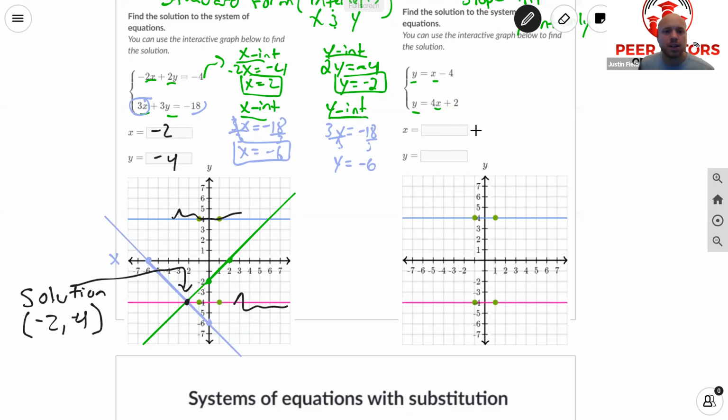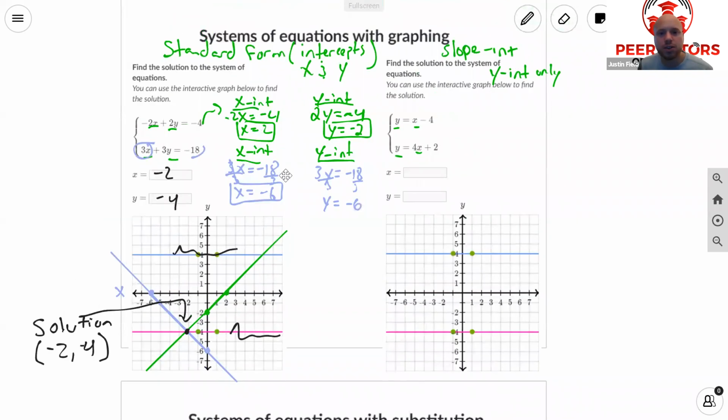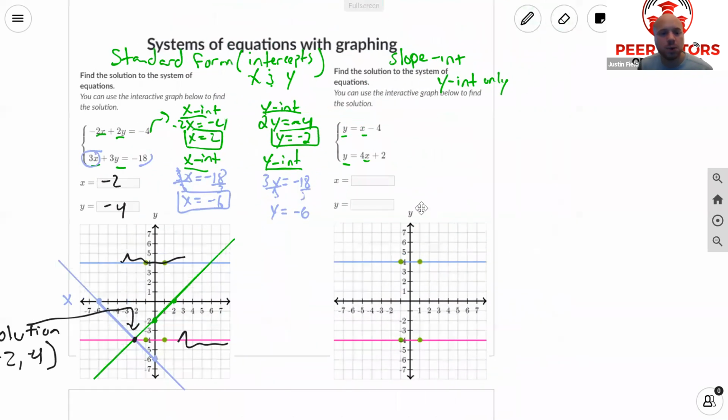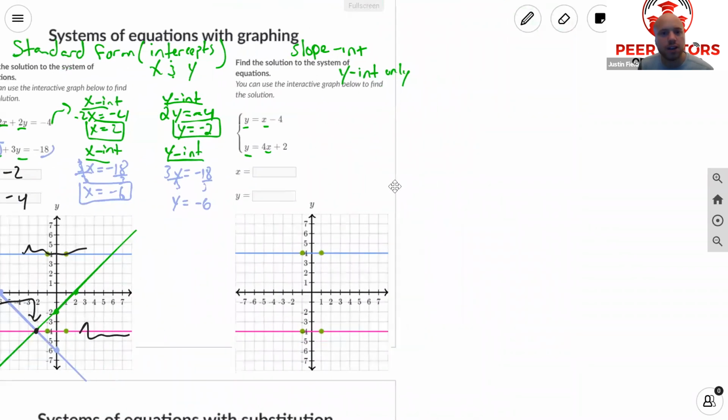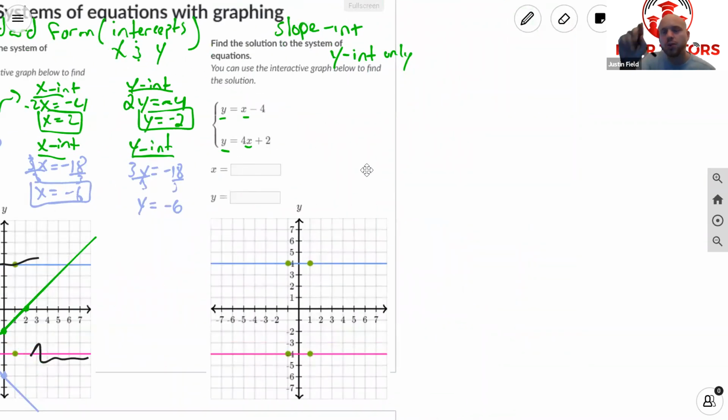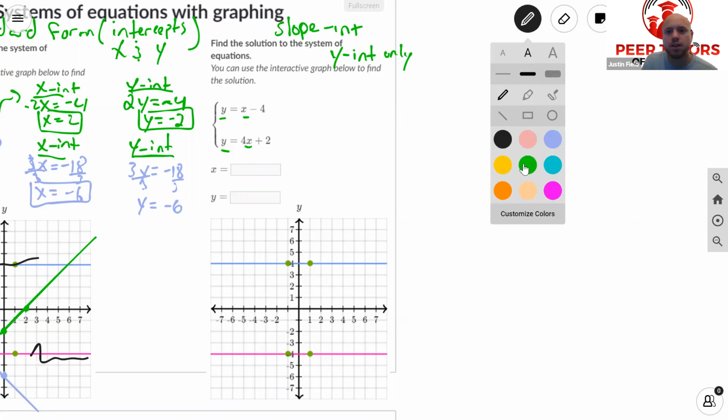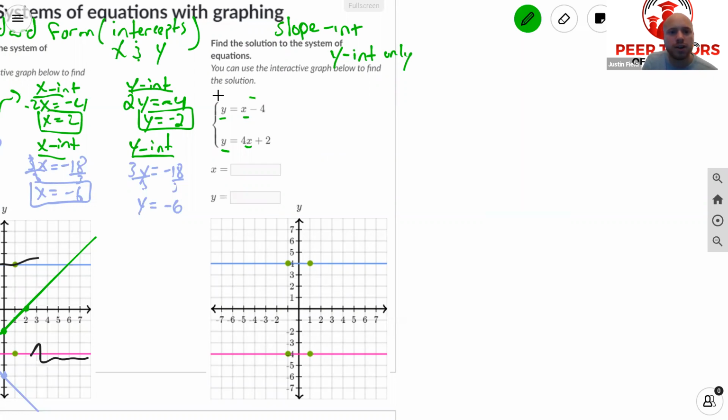Okay, so that is in standard form where you do the simple one-step equations to find the intercepts, plot those points, draw the line, where do they intersect? Slope-intercept form, hopefully you are ready to graph in slope-intercept form. So we're going to start at the y-intercept.